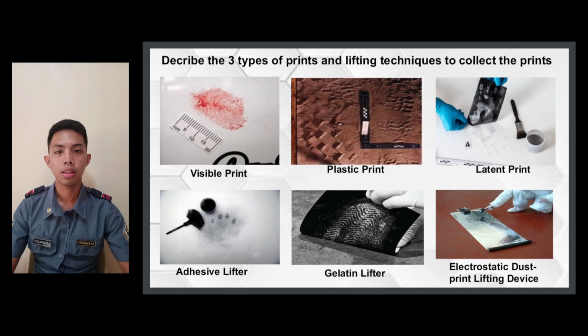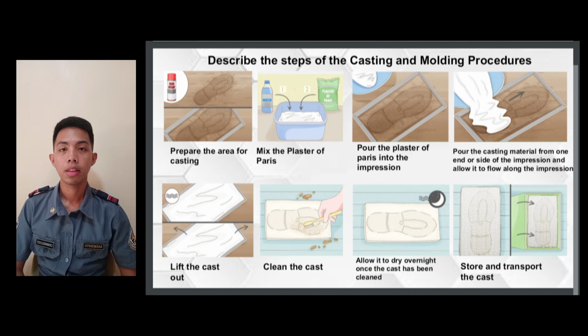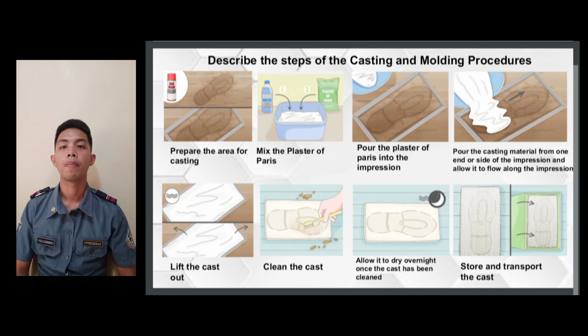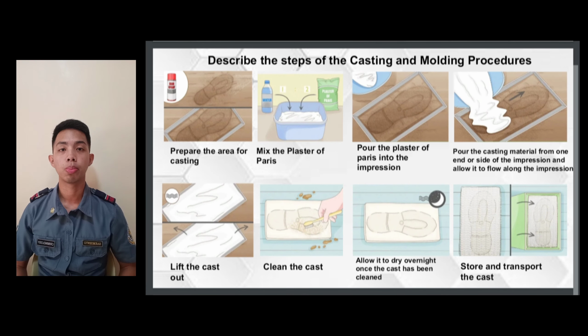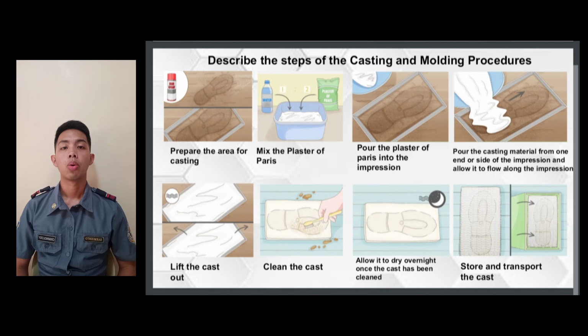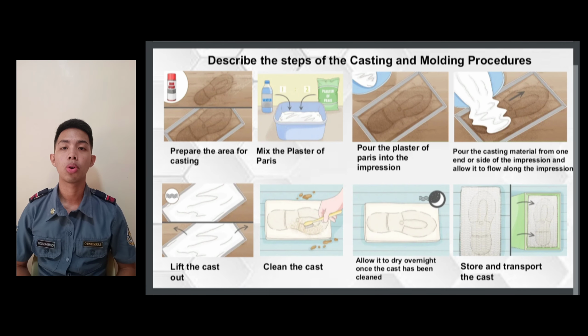Okay, next slide. Fourth slide, describe the steps of the casting and molding procedure. First, prepare the area for casting. Carefully brush away any small stones or loose soil from around the edge of the area to cast. If the footwear mark is in loose material, spraying the footwear mark with hairspray will hold the particles of the soil or powder together so that the casting material does not disturb it.